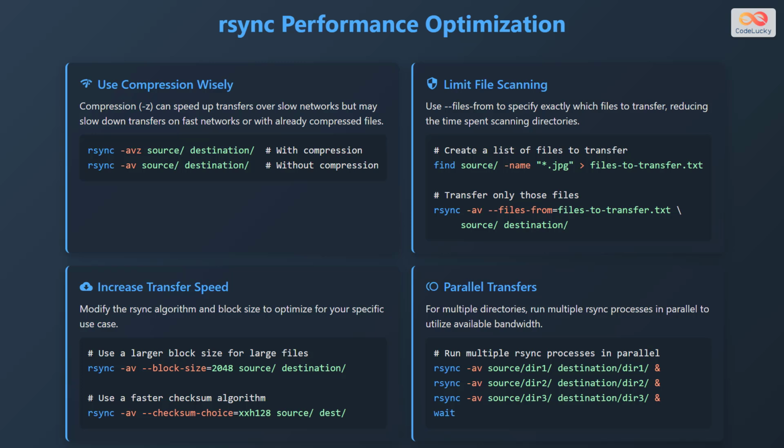And finally, consider parallel transfers. For multiple directories, run multiple rsync processes in parallel to utilize available bandwidth. The command rsync source/directory1 /destination/directory1 &, followed by rsync source/directory2 /destination/directory2 & and rsync source/directory3 /destination/directory3 &, then type wait to run the processes.